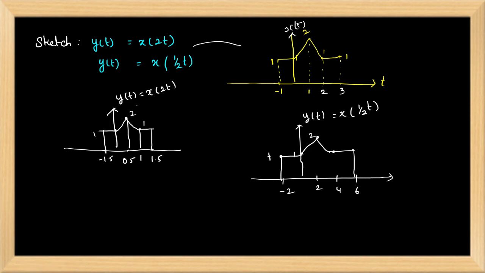So x of 2t is this, this is our x of t signal. This one is our compressed version of our signal x of t, and this one is the expanded version of our signal x of t.